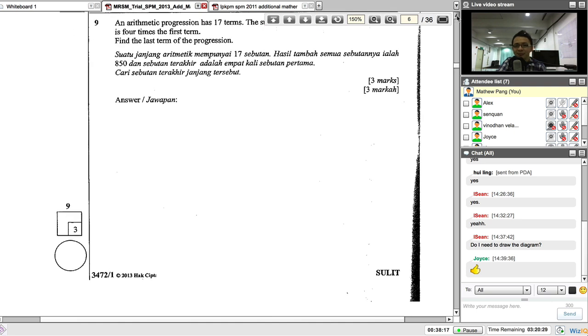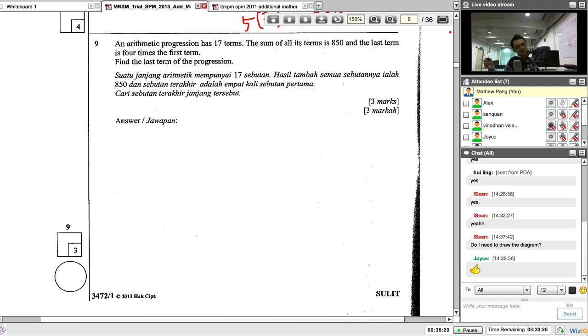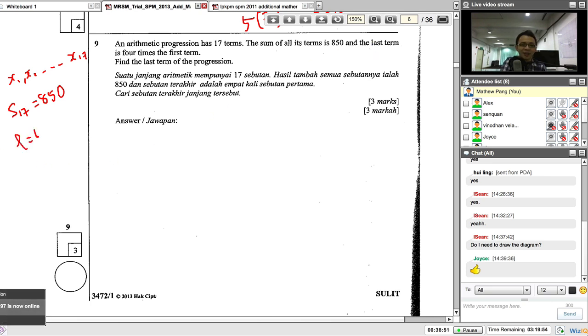Arithmetic progression. Yeah, arithmetic progression, you need some formula. Arithmetic progression has 17 terms. So we know 17 terms means you have x1, x2, x3 until x17. Then he says the sum of all the terms is 850. Sum of all the terms means 17 terms, right? So S17 equals 850. And then he said the last term is 4 times the first term. So the last term is 4 times the first term.